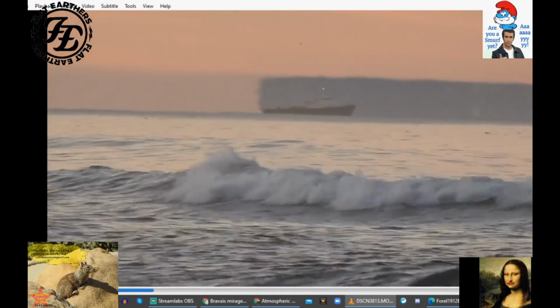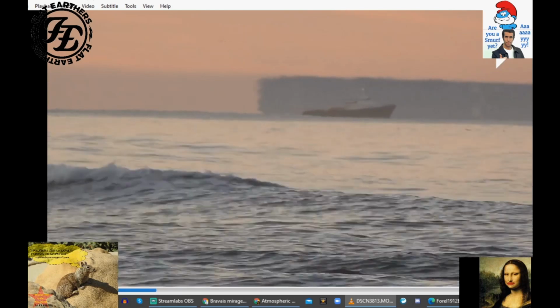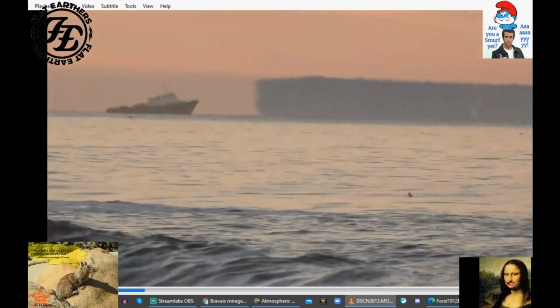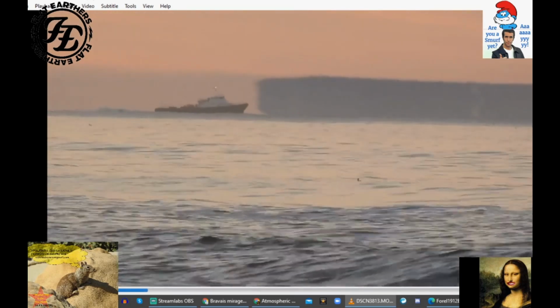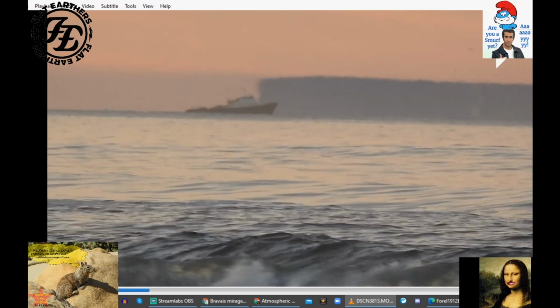Alright, so there's a boat right there on the horizon. It's right on the horizon because that's where the water ends, and that's exactly where the boat is. Let's go back. See that? You cannot see water beyond this boat. So how far away is this? This boat is like 3 miles away, maybe. Right?